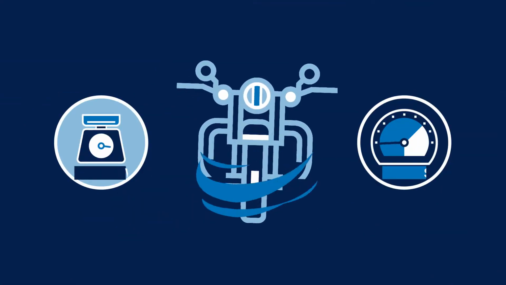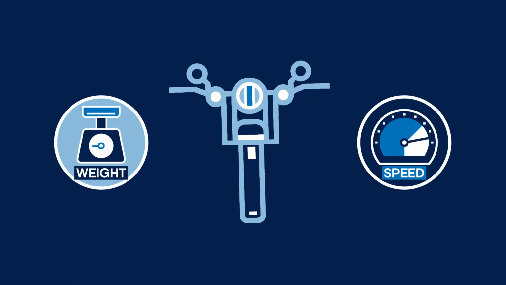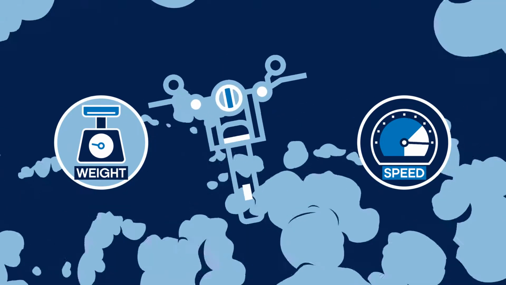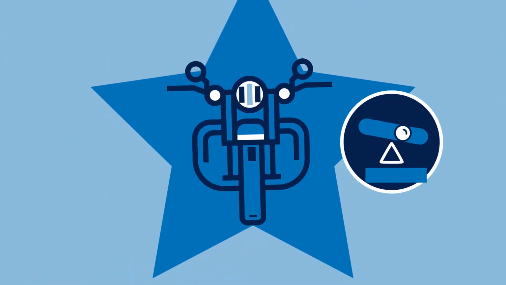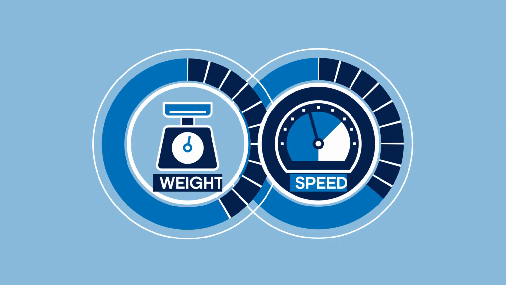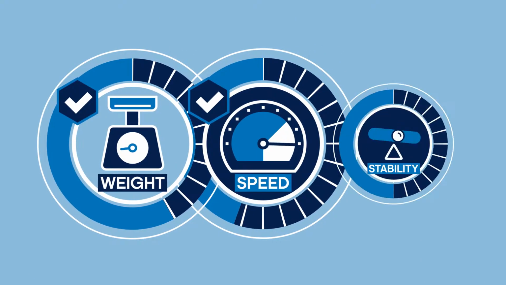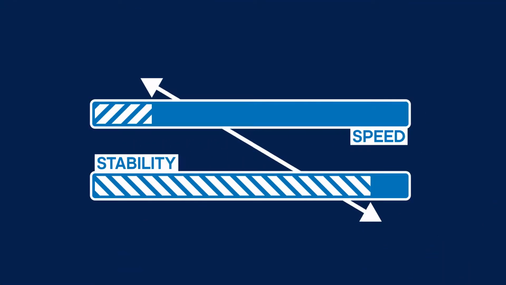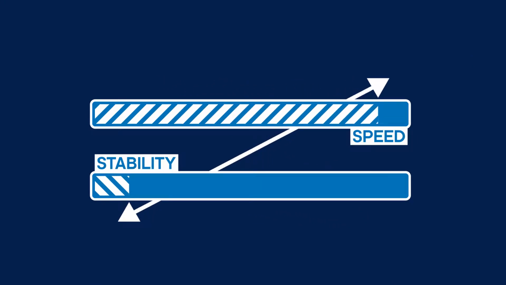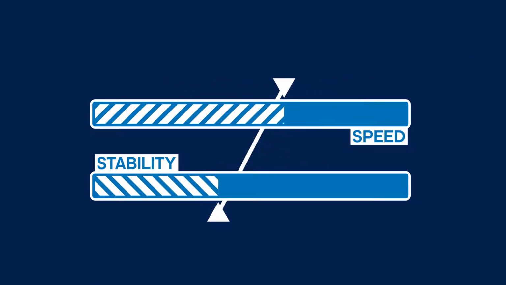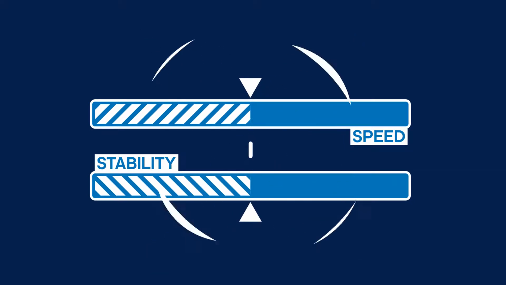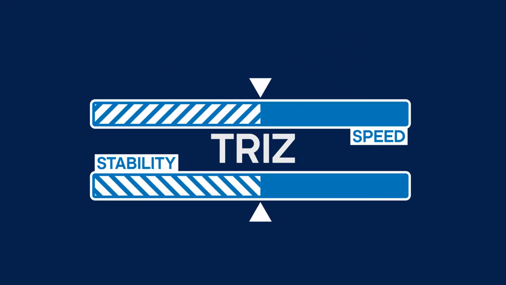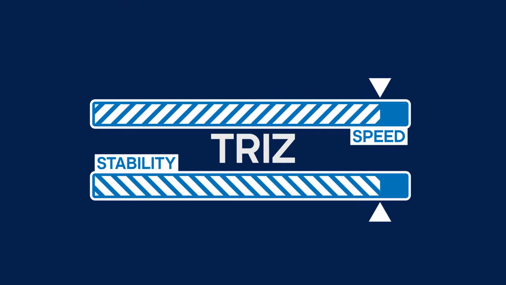A lighter motorcycle will go faster. However, a lighter motorcycle is unstable and potentially dangerous. So, our idealized solution of making the motorcycle lighter has a contradiction. By decreasing weight, the motorcycle is faster. However, decreasing weight reduces stability. So which is more important? In traditional engineering design, one solution prevails or a compromise between the two is found. TRIZ seeks to break the link between the two characteristics and enable both speed and stability to increase.